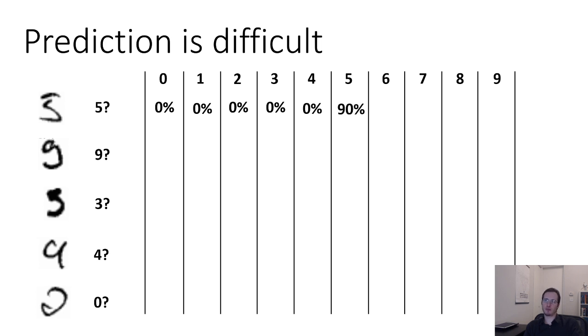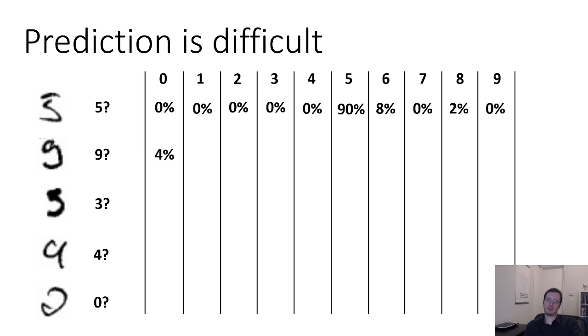Definitely could be a 5, maybe 90%, maybe we're pretty sure that it's a 5. And maybe like a small chance that it's a really sloppy 6, and maybe like a 2% chance that it's a really weird 8, right? Okay, so maybe that one is like a more clear-cut case.